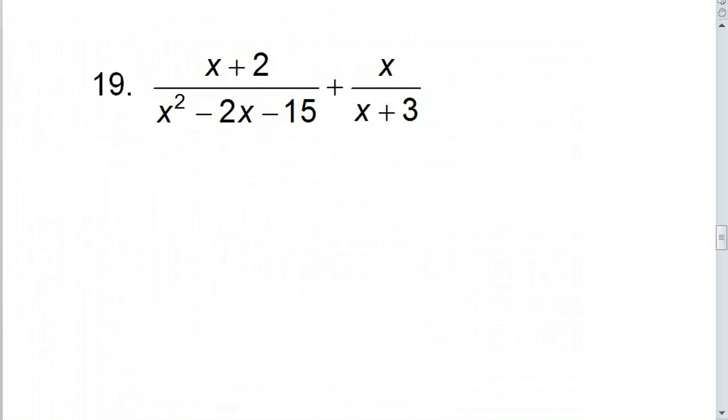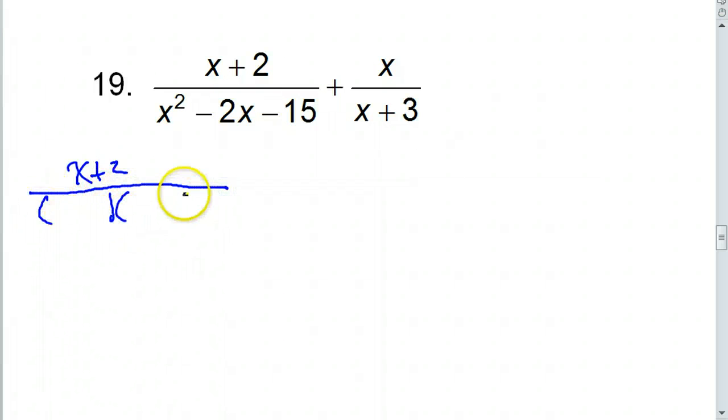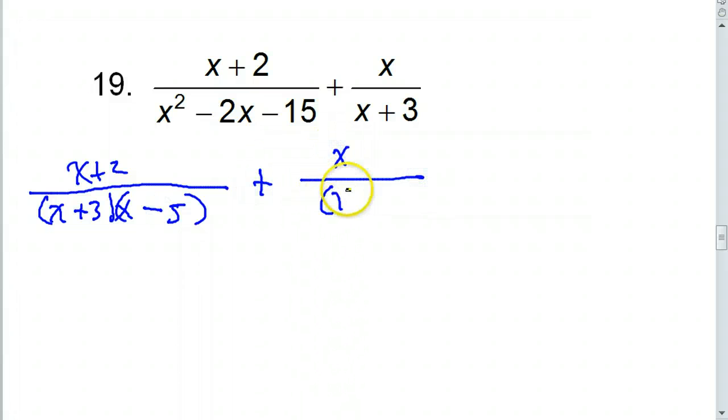Wait, hold on. All right, number 19. Same type of thing. So here we go. We got x plus 2 over, okay, 3 and 5 plus minus. Over here, I've got x and I've got x plus 3. So here again, they already have something in common, x plus 3. But they need to have x minus 5 in common as well. So I'm going to do that.